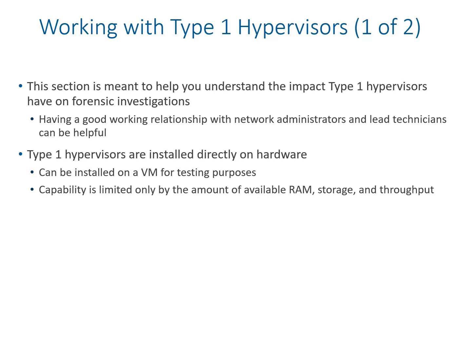Now let's look into working with type 1 hypervisors. Let me remind you again, type 1 hypervisors are the ones which work directly on the hardware. This section is meant to help you understand the impact type 1 hypervisors have on forensics analysis. Having a good working relationship with the network administrators and lead technicians can help you in setting up the type 1 hypervisors. It can be installed on a VM for testing purposes, and the capability is limited by the available RAM, storage, and throughput of the type 1 hypervisors.